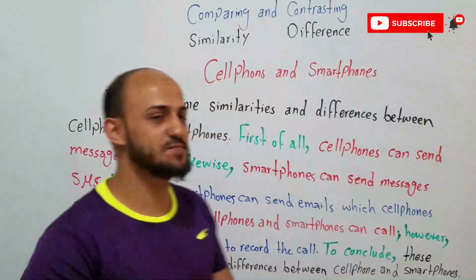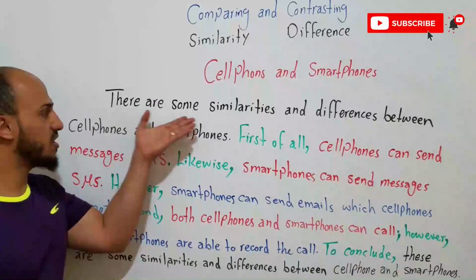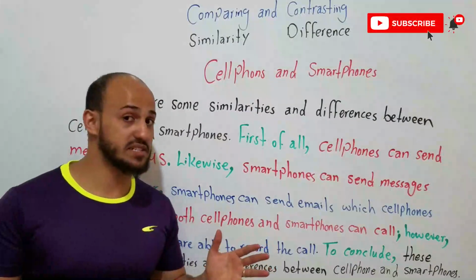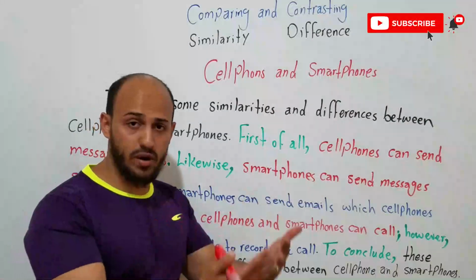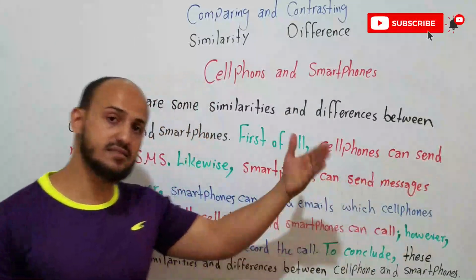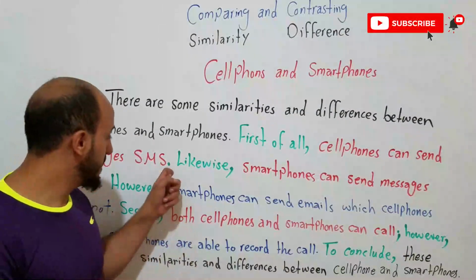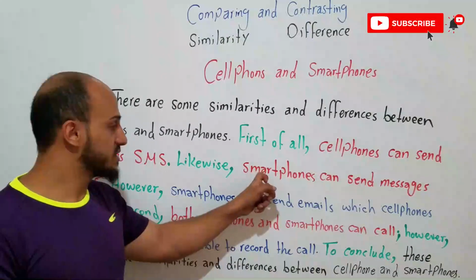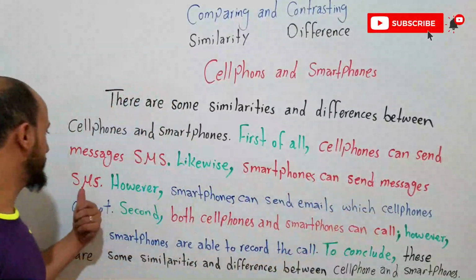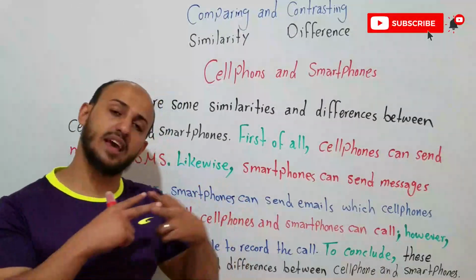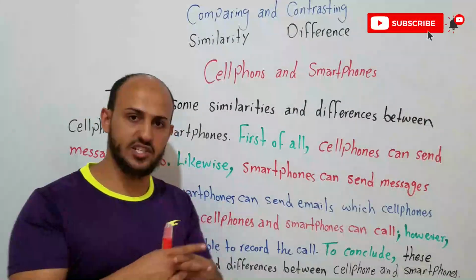All right, now we have the paragraph. Let's do it together. This is the topic sentence: there are some similarities and differences between cell phones and smartphones. Now we say, first of all, like number 1, first. First of all, cell phones can send messages, SMS. Stop. Likewise, comma, smartphones can send messages, SMS. So here you're giving one point where they have the same idea or the same function.